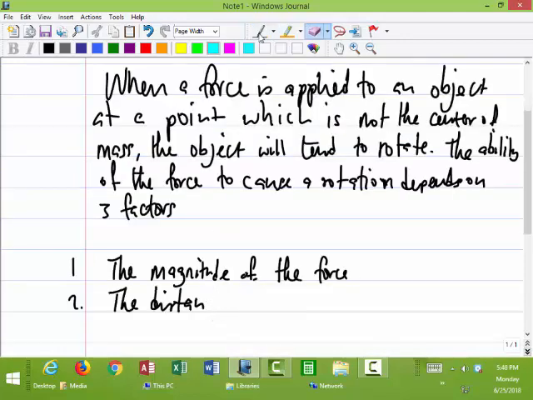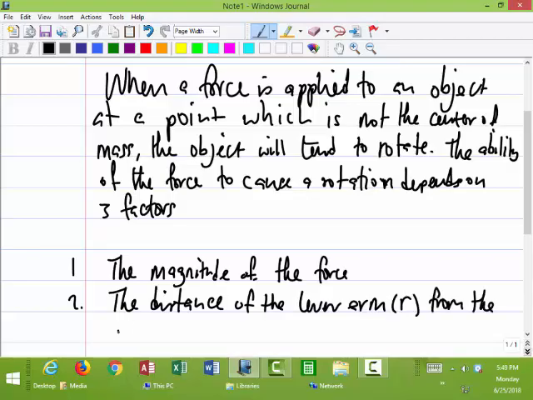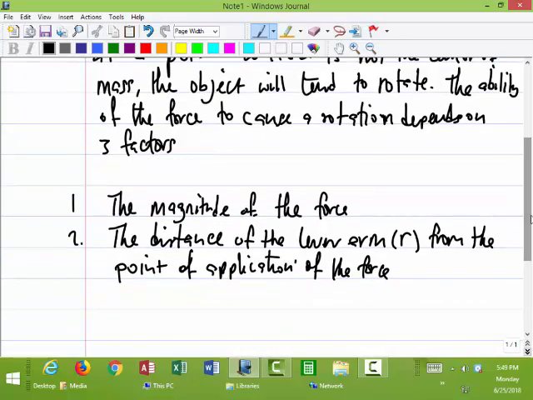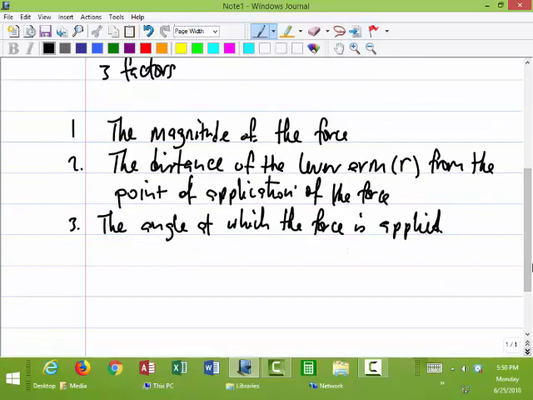The three factors are the magnitude of the force, the distance of the lever arm, and we call that lever arm R, from the point of application of the force. And the third factor is the angle at which the force is applied. When these conditions are satisfied, we have what is called a torque acting on the object.